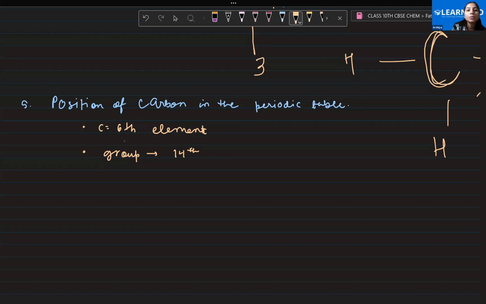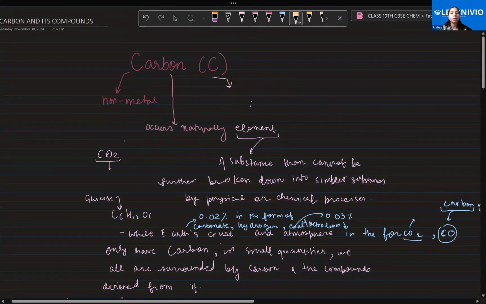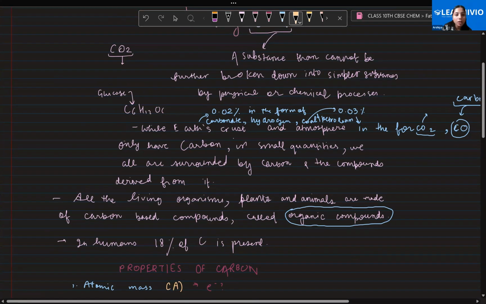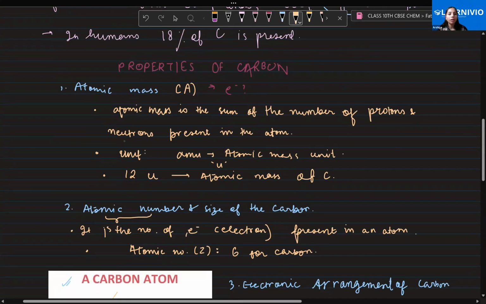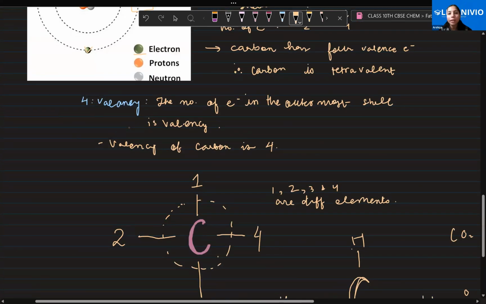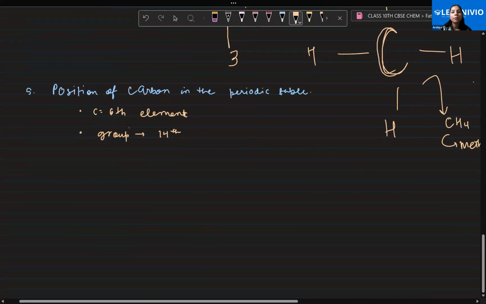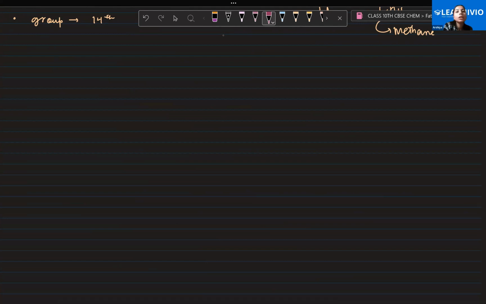So on the 14th group, sixth element is carbon. Done? So this was all about the properties. We started with carbon, went on about its availability, where and in which form it is present. Then we did a little about properties, like how it looks, which we are going to do in the next topic, but the atomic mass, the weight, the number, and the valency, how it can bind with other elements, and also how you can locate it in the periodic table. Now let's start a new topic. This is done for the properties. Let's start with the allotropes of carbon.